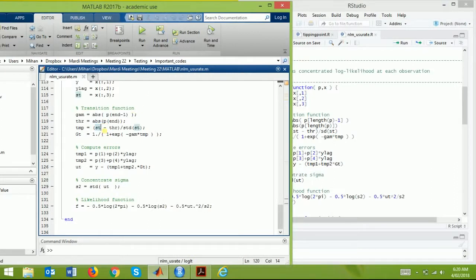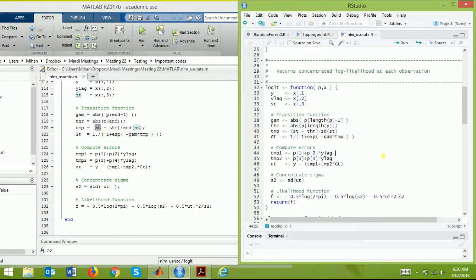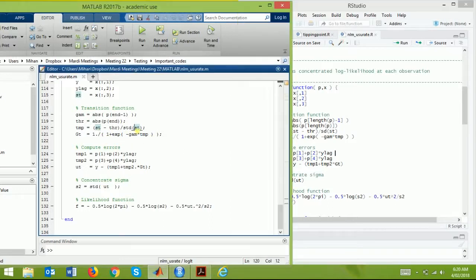This is just the lagged annual change. This is lag 2 and this is lag 12. Lagged annual change, ST minus threshold. So there is nothing to remember. You can easily remember. And this is S, the scaling factor, equals the standard deviation of the lagged annual change. And then you have the transition function. Now let's compute the errors.